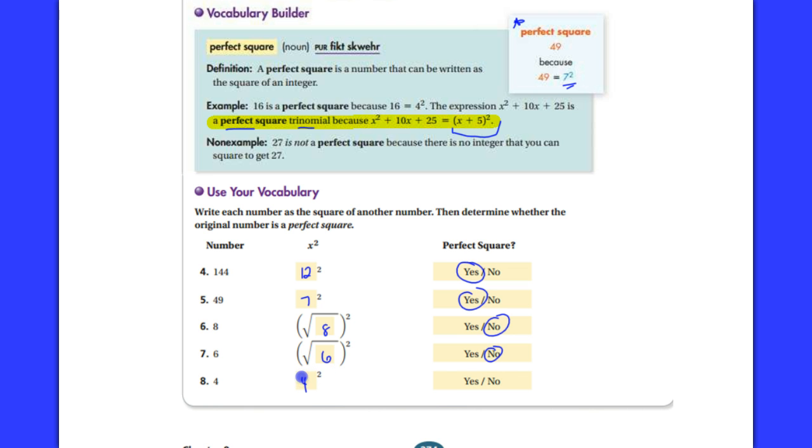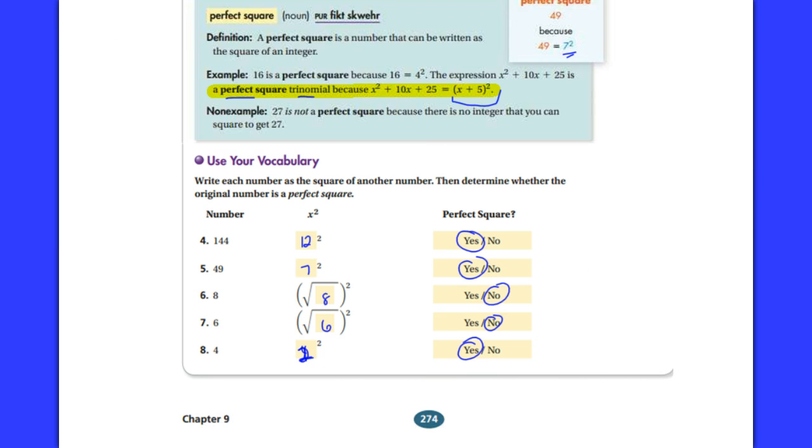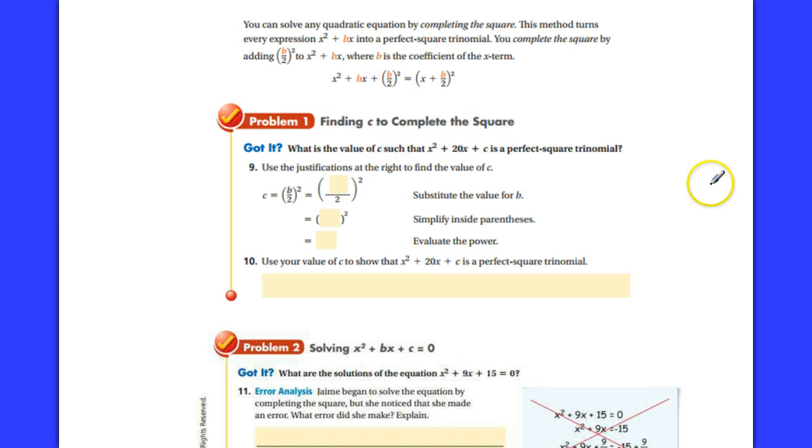But the square root of 4, 4 squared is a, whoops, that's not right. That should be 2. Sorry about that. 2 squared. Boy, you guys were ready to jump on that candy, weren't you? That's 2 squared. So that is a perfect square there as well. Again, that's the basis of today's lesson as we talk about completing the square.